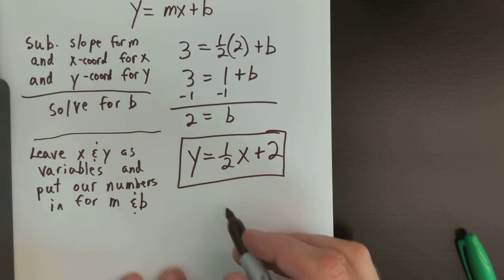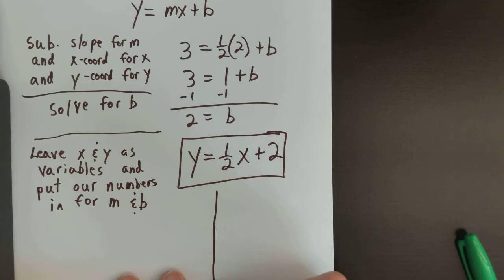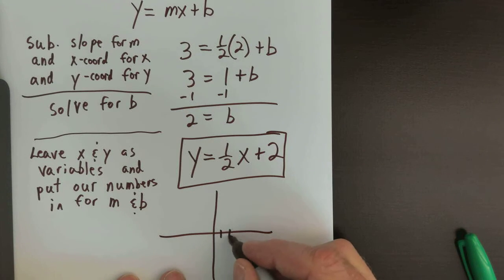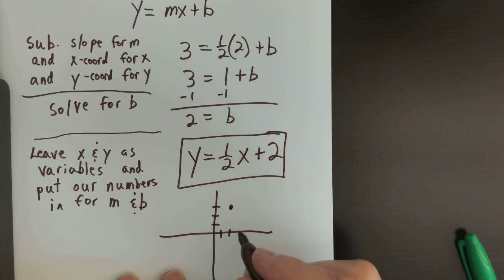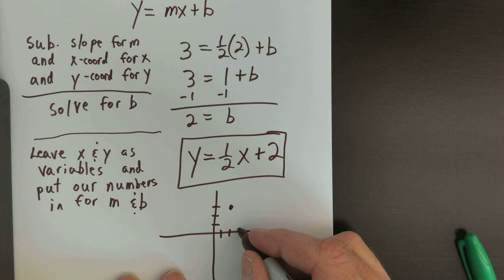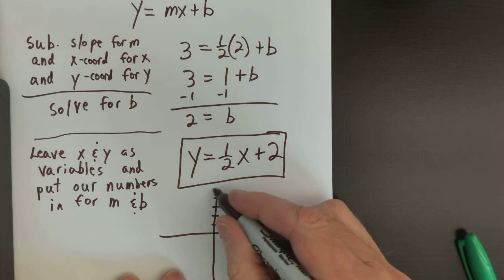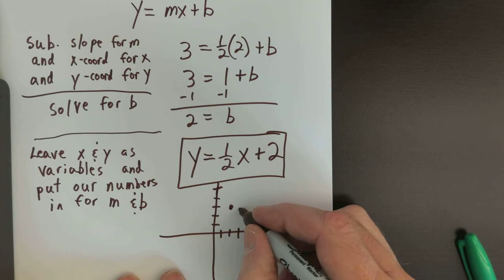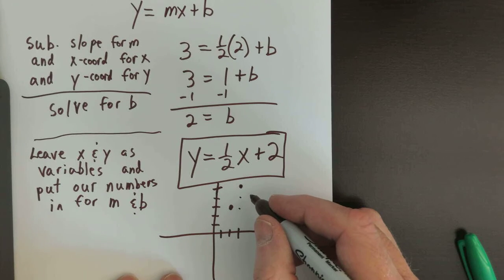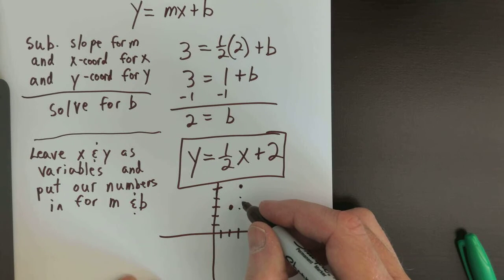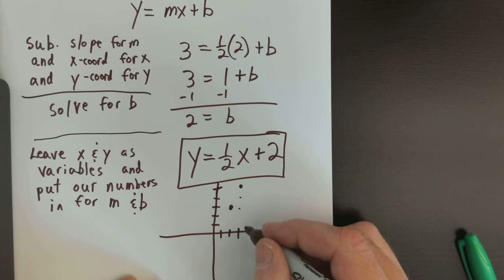All right. If we were to take a quick look at this, remember in your notes there that it passes through 2, 3. 1, 2, 1, 2, 3. It passes through this point. It has a slope of 1/2. So if I go over 1 and up 2, over 1 and up 2, I've got another point on the line. And here, I'm sorry.